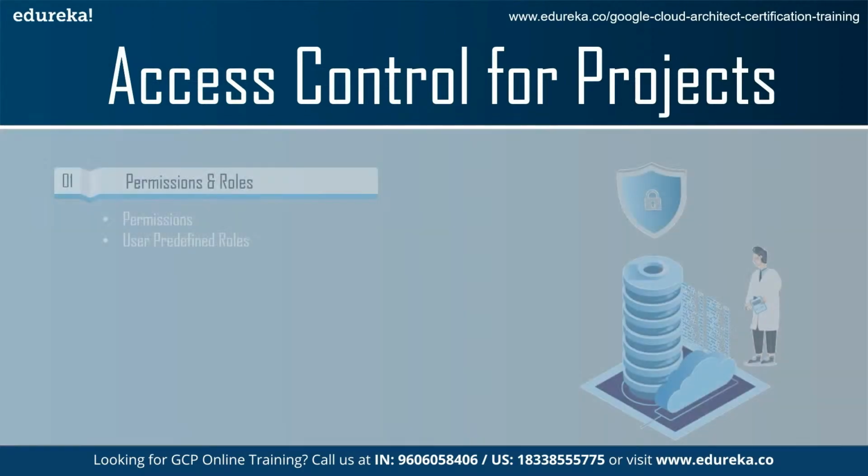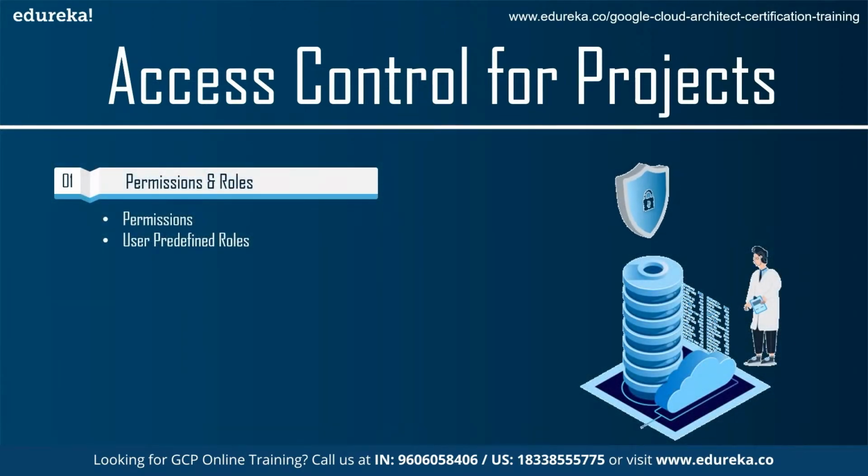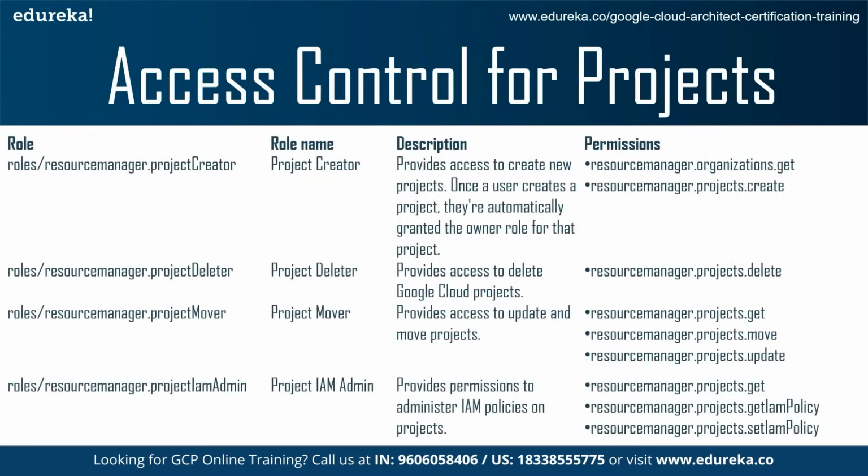Then there are predefined roles as well. IAM predefined roles allow you to carefully manage the set of permissions that your users have access to. The following table lists the predefined roles that you can use to grant access to a project. Each role includes a description of what the role does and the permissions included in that role. So you can see the role and the name for it, then also the description. For the role named Project Creator, you can see that it provides access to create new projects.